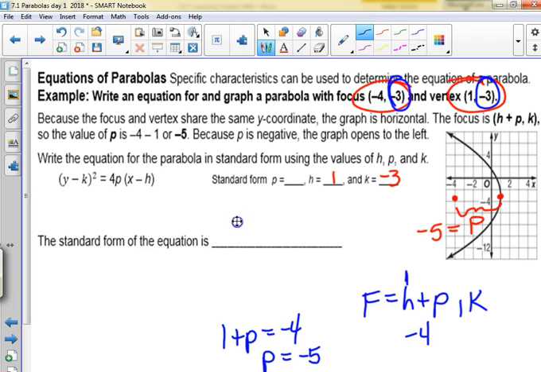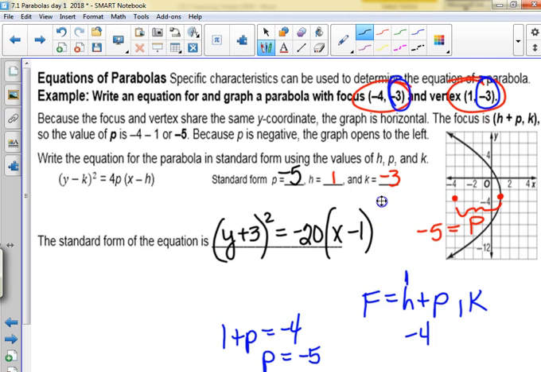All right, so how do we write this equation? Go back up to the top. It says y minus k. What was k? -3, so I should probably write y plus 3 squared equals 4p. Okay, p was -5, so I still have to put a -20 in there. And then x minus h, which is 1.